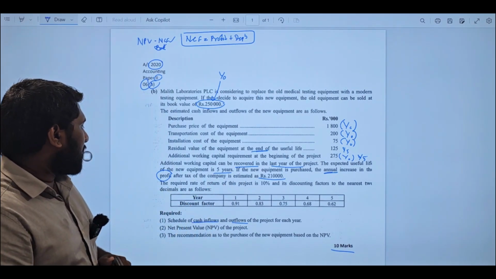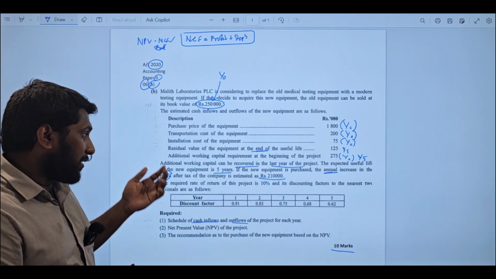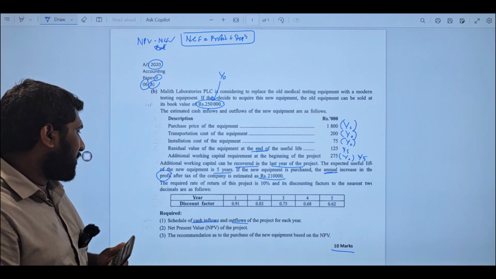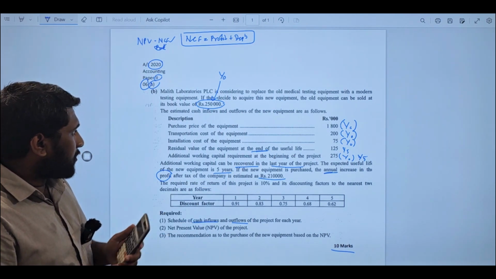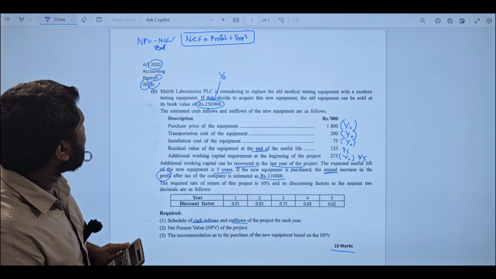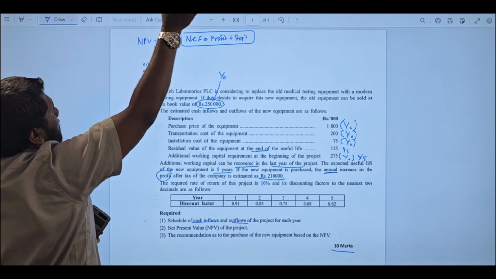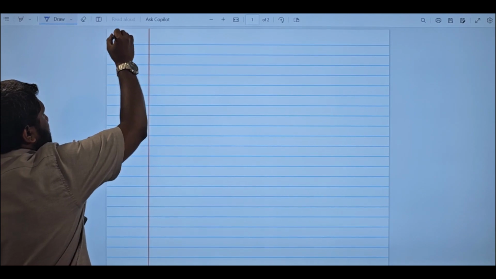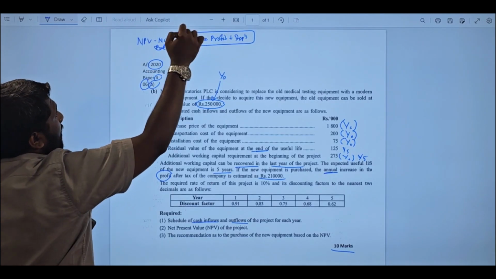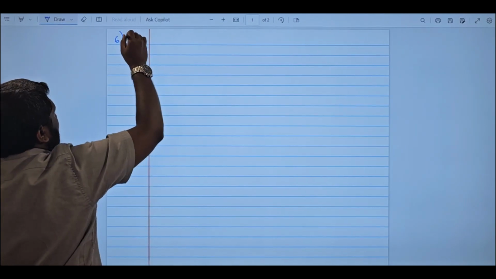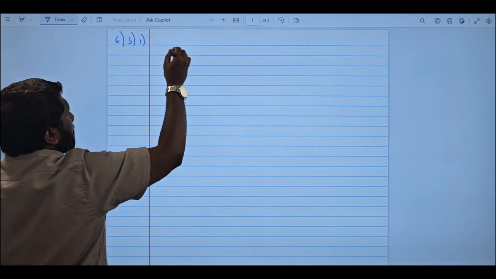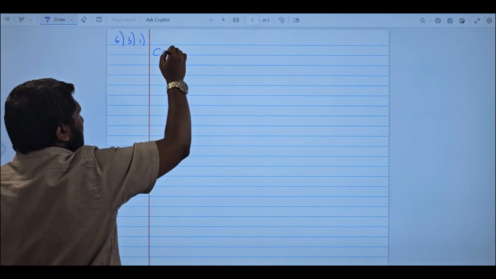Okay. The required rate of return is 10% and the discounting factor to the nearest 2 decimal places they have given. So let's prepare the schedule for the inflows and outflows. So you can put down the format here. So this is the question number 6, part B. Part B, requirement 1. I'll take the cash inflows.